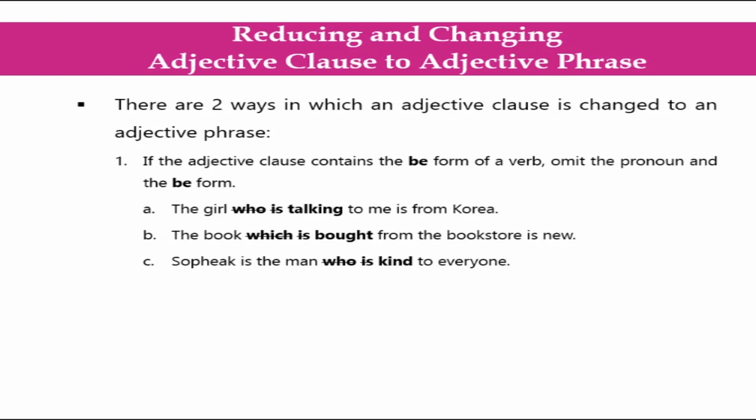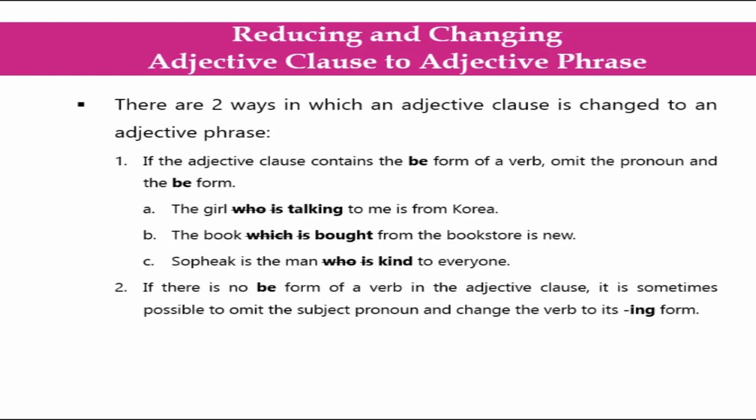Example B. The book which is bought from the bookstore is new. So you omit the relative pronoun which and the be form of the verb is. So it becomes: The book bought from the bookstore is new. Letter C. Pierre is the man who is kind to everyone. So you omit the relative pronoun who and the be form of the verb is. So it becomes: Pierre is the man kind to everyone.